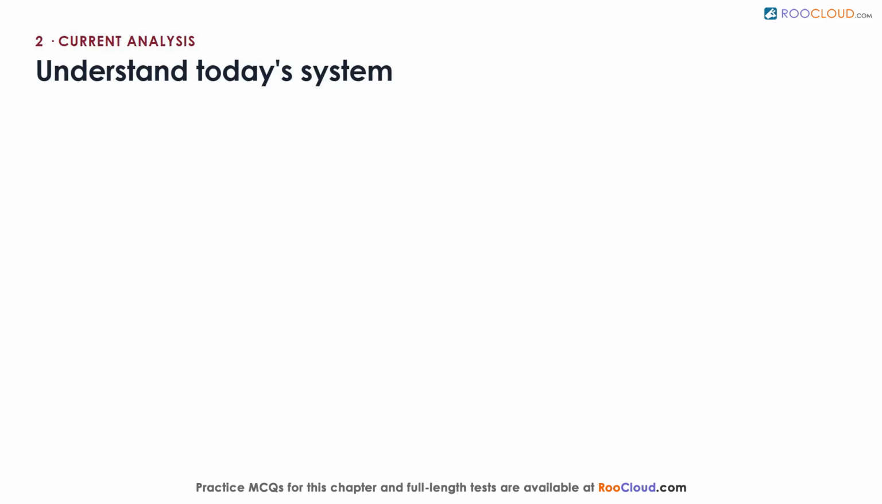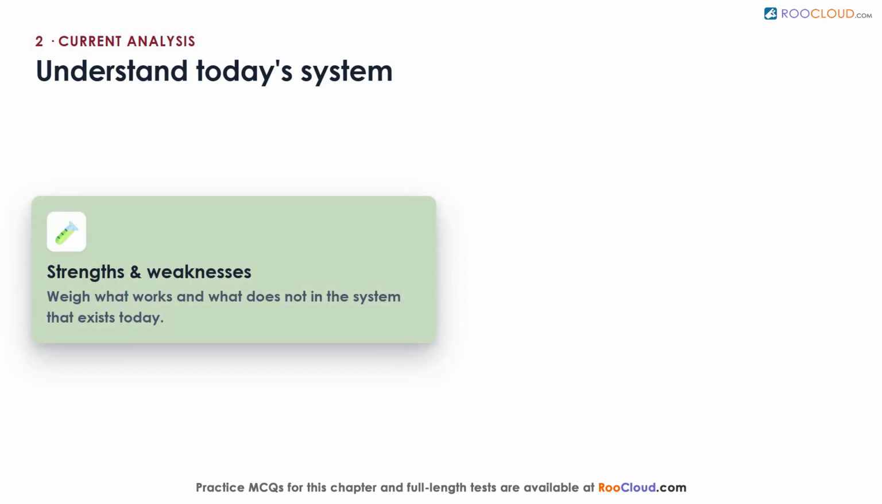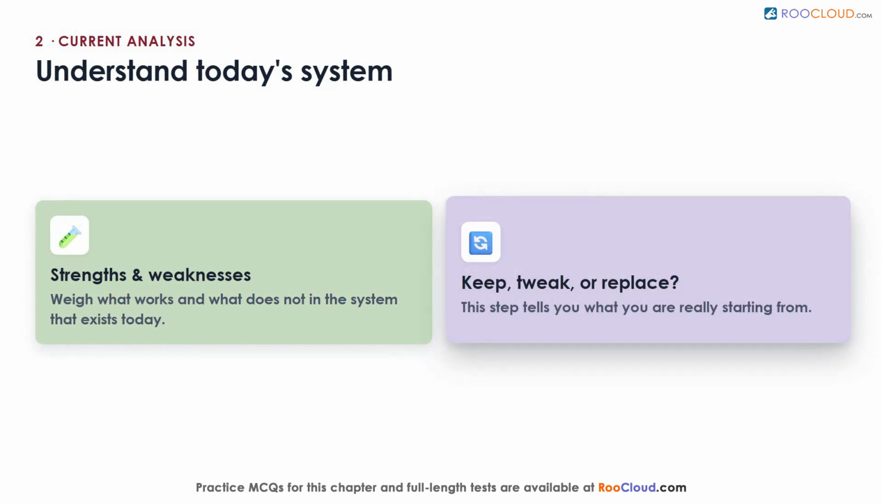What comes next? Current analysis. Here you understand the system that exists today. You weigh its strengths and weaknesses. Maybe it works fine. Maybe it needs tweaks. Maybe it needs replacing. Imagine a logistics firm studying its aging tracking tool. This step tells you what you're really starting from.